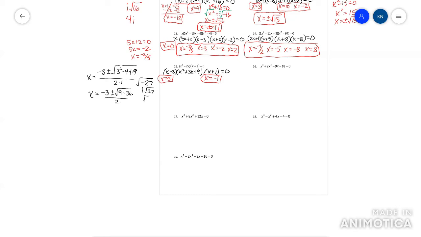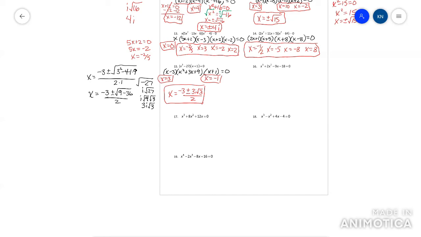Then I'd break down the root to be root 9 times root 3. So this one becomes 3i root 3. So that's how I'm going to be getting my answer. This answer would be x equals negative 3 plus or minus 3i root 3 over 2.